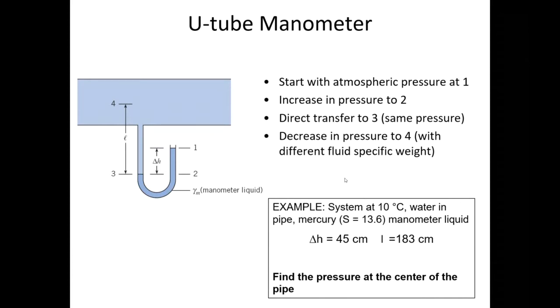And it's saying here that the mercury has a specific gravity of 13.6. So now remember what specific gravity means. It means you can calculate the unit weight of the manometer liquid by multiplying this specific gravity times the unit weight of water. All right, so we want to know the pressure at the center of the pipe. What I'm saying is P1 is zero. Find P2 using the hydrostatic equation. P2 and P3 are equal, and then P4 is less than P3 because you go up through the fluid. So all the dimensions are provided. Let's pause for a moment and try to calculate the pressure at 4 using the hydrostatic equation.